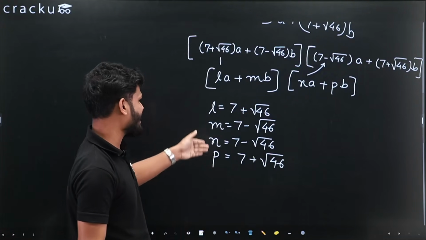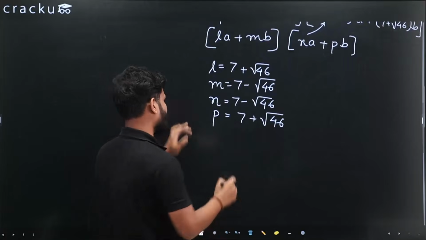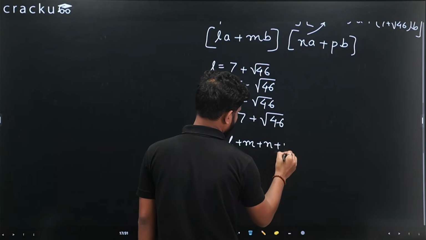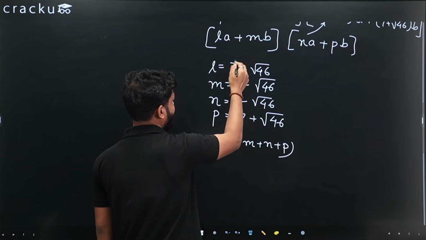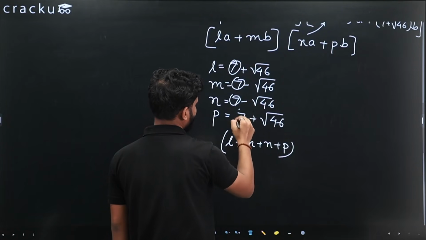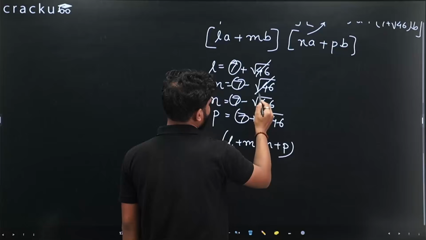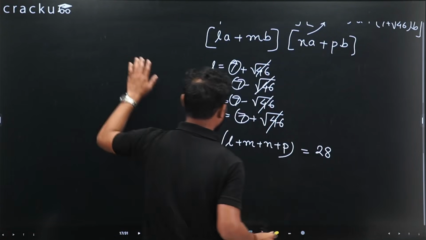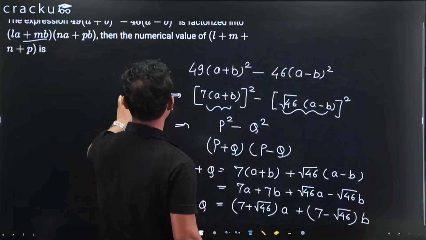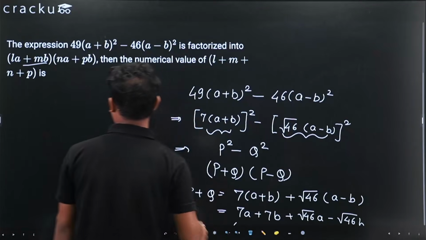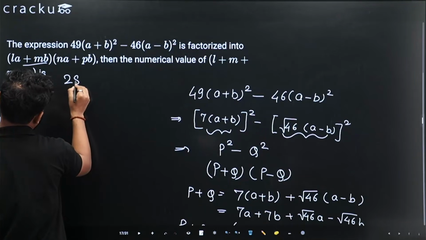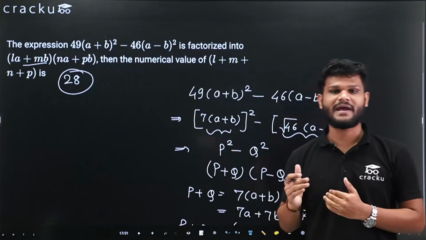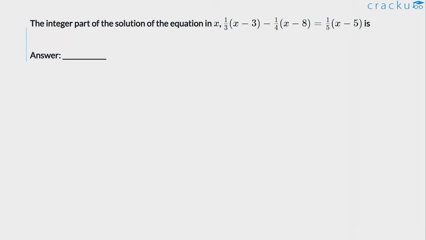You are asked to add all this, L plus M plus N plus P. So L plus M plus N plus P will be what? It will be 28. 7, 7, 7, 7, which is 28, plus √46 minus √46 minus √46 plus √46. So this will be 28. We have to find the value of L plus M plus N plus P, which is 28. This is how you solve this question by the A square minus B square identity.